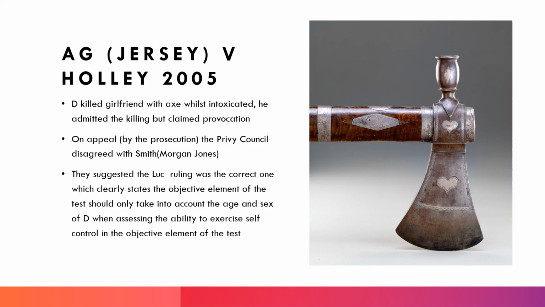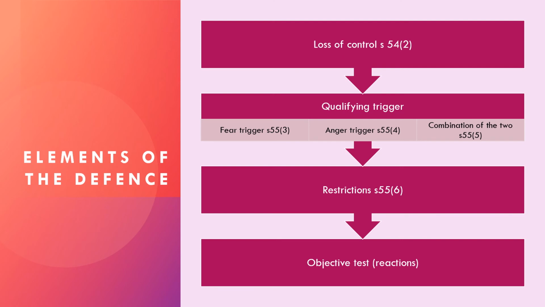And this was confirmed by the Attorney General for Jersey v Holley. So he killed his girlfriend with an axe whilst intoxicated. He admitted to killing with claimed provocation, as we noted before, loss of control. Provocation was the defence. And on appeal, the Privy Council disagreed with the case of Smith (Morgan James). They suggest the Luke ruling was the correct one, and state that the objective elements of the test should take into account age and sex when assessing the ability to exercise self-control, so not any mental infirmity. And that concludes the defence.